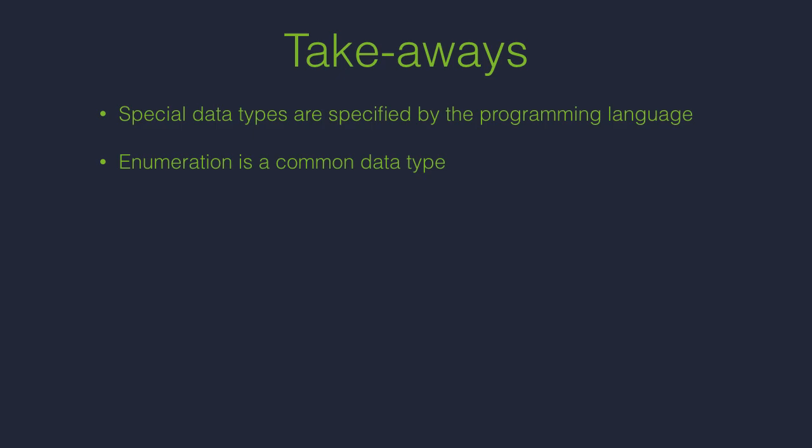Here are the takeaways. Special data types are specified by the programming language. Enumeration is probably one of the more common of the data types in the specials. It's an example of using the right tool for the job. So therefore, when you need something as specific as setting up something like months, users, seasons, you want to use an enumeration if you can.